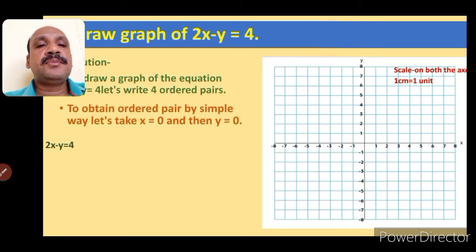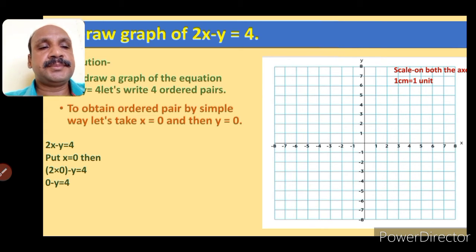First ordered pair. We know the equation 2x minus y is equal to 4. Here we put the value of x is equal to 0 in the given equation, then 2 into 0 minus y is equal to 4. We know 2 into 0 means 0. Next step is 0 minus y is equal to 4. That means minus y is equal to 4. When the minus sign goes to the opposite side, y is equal to minus 4.